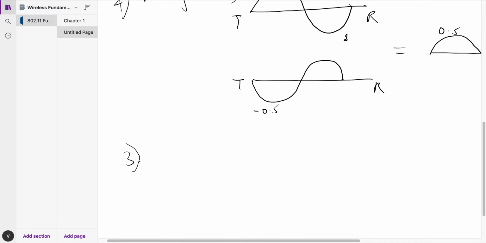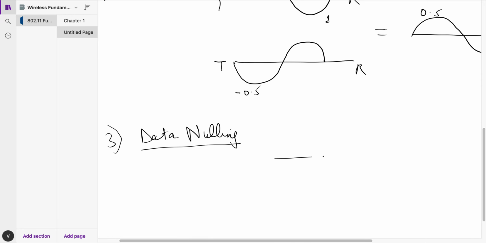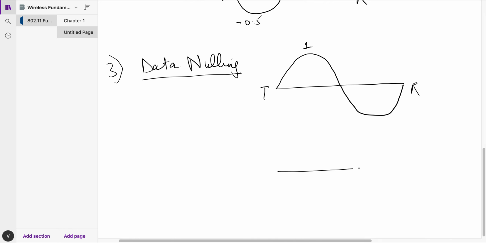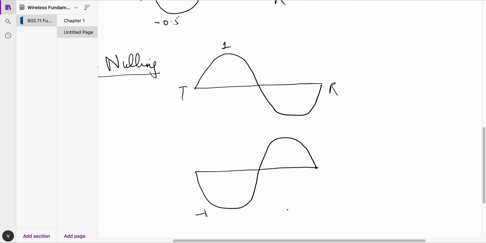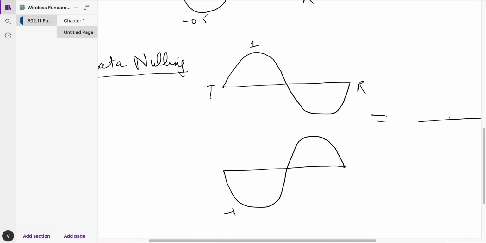The third way it can behave is something called data nulling. Let's say this is again of amplitude 1 from the transmitter going to the receiver, and the other wave that reaches the receiver has an amplitude of -1. Now the resultant that comes out is a straight line. There is no amplitude. The data got nulled. The data got cancelled.